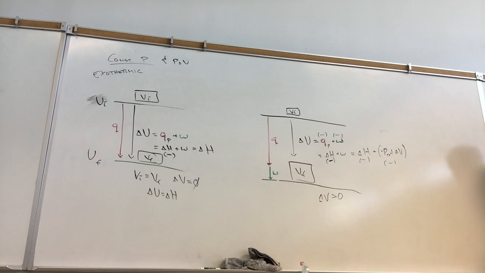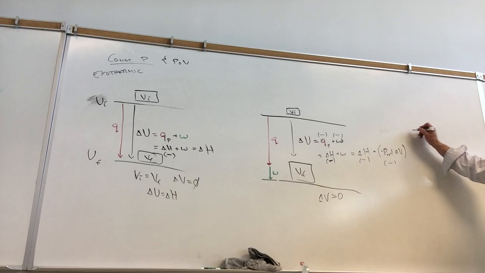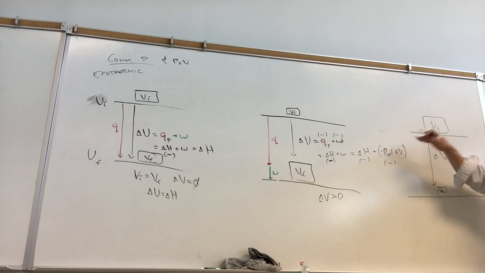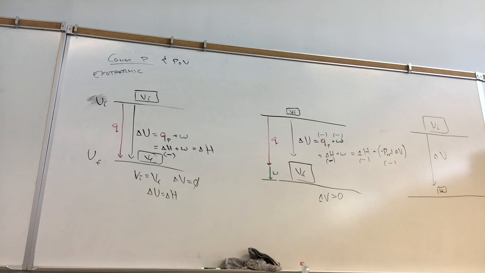Now here comes the scenario we just looked at with the methane. With the methane combustion, we went from a bigger volume, V initial, to a smaller volume, V final. Delta U is the same, let's say. It's always the same, it's a state function for a given reaction.